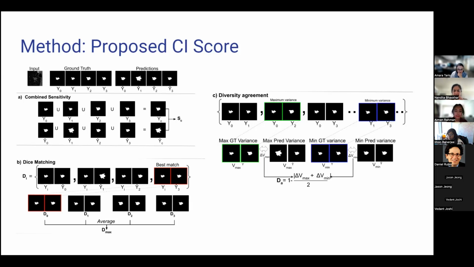And so we don't want that. That's why in a clinical setting, it usually works better when you have multiple raters grading a lesion, so that you don't have any false negatives. So we're trying to emulate that by combining this sensitivity, where we combine all the ground truth masks, and then combine all the predicted masks, and then calculate the sensitivity. That's one aspect of the CI score.